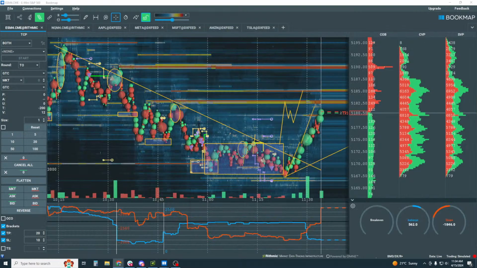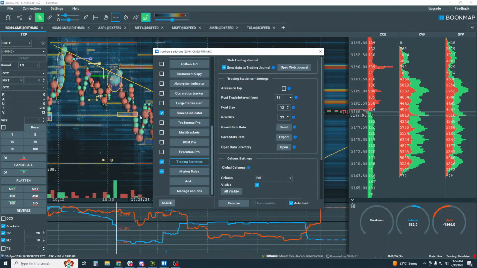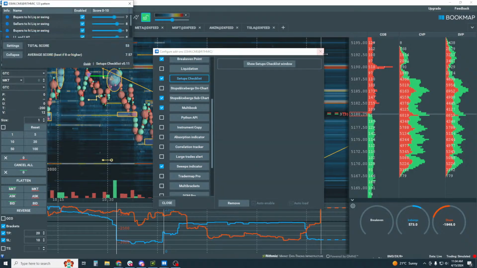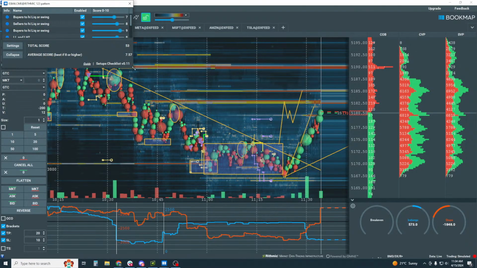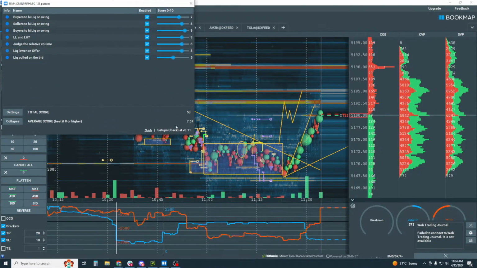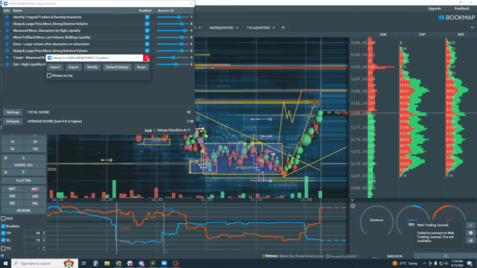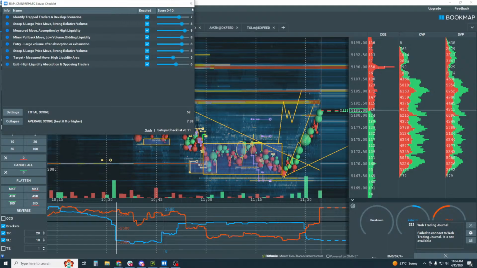But we also have it here in Bookmap, right? So if you go to your setups in here, setups checklist, just click on that, and by default it is the flag pattern. Okay, actually I added another one in here, so let's go to settings and then do the default. There it is. So this is the default flag setup in here in the criteria.